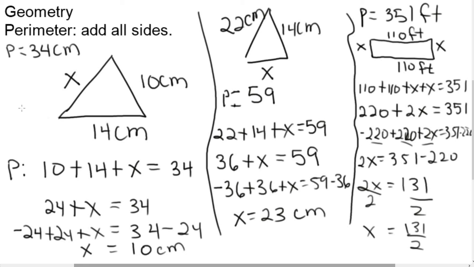And the same for the rectangle. The only difference with the rectangle is we had to know that a rectangle has two sets of equal sides. If you ever looked at a box, you see that two sides, even if it's a square or a rectangle, it has two sets of equal sides. So once you figured that out, we had x plus 110 plus 110, total of 351. Did the algebra on that and came up with our answer for x.